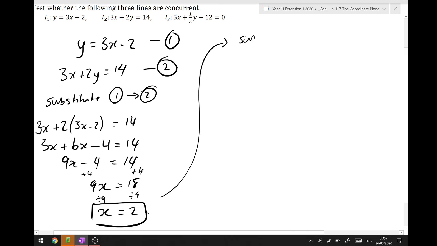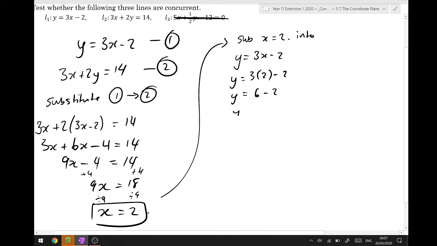So what we're going to do is substitute that into either of the first two equations. We're not touching this one yet. Cross it out for now, if you have an erasable pad like I do. Ignore it for now. But we're going to substitute x is equal to 2 into either this one or this one. So pick the one which is easier, obviously line 1, because it's already in the form y is equal to 3x minus 2. So substituting x is equal to 2, we get y is equal to 3 lots of 2 minus 2. So y is equal to 6 minus 2, so y is equal to 4.